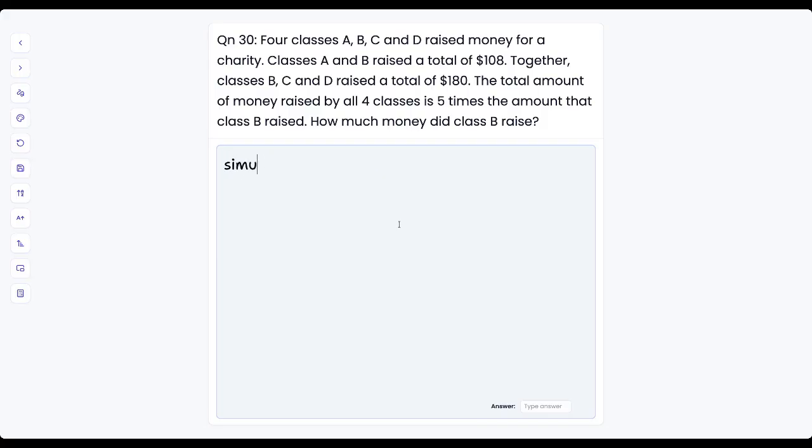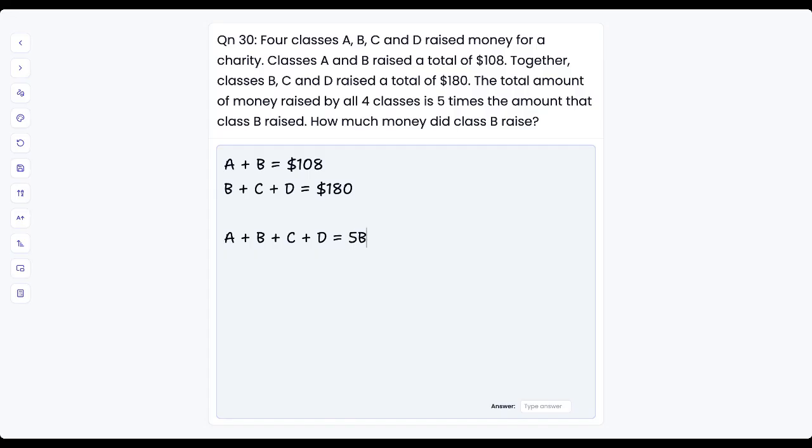Okay, so we can use simultaneous equations. If you want to know more about this, you can go to easy1.sg forward slash blog to find out more on how to learn and solve this kind of question. So using this, pretty straightforward. We have A plus B equal to $108. And then we have B plus C plus D is equal to $180. The total of all 4 classes, A plus B plus C plus D, is equal to 5 times the amount class B raised.